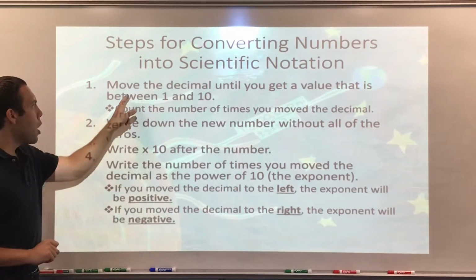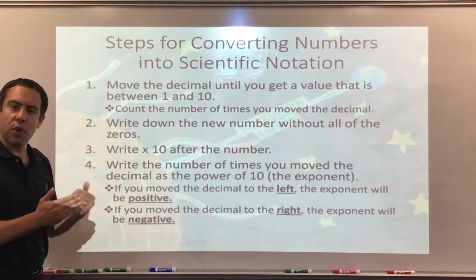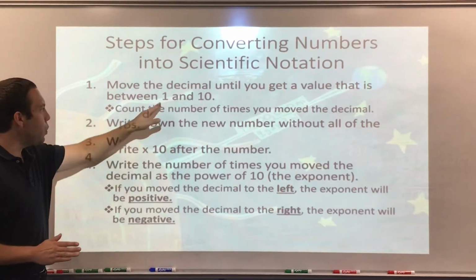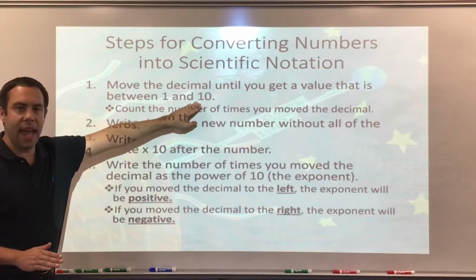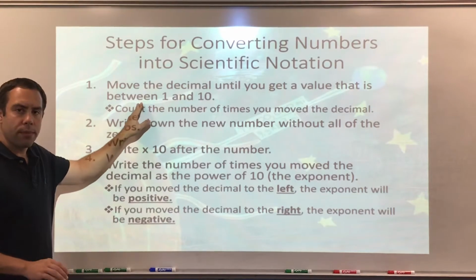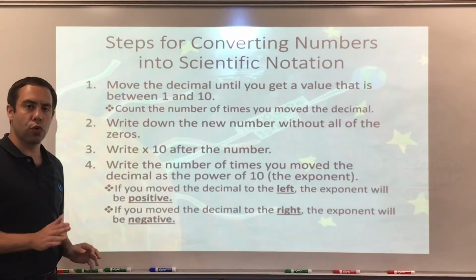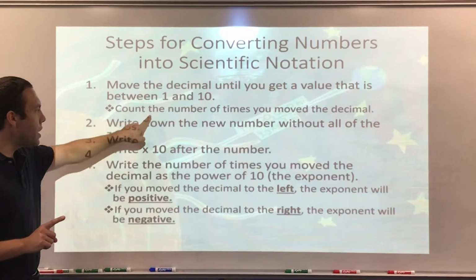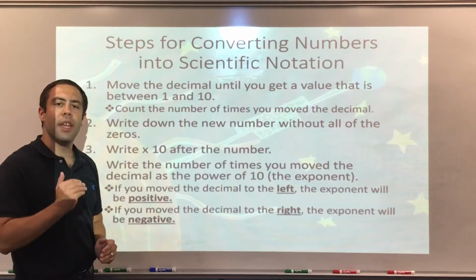Step 1, we're going to move the decimal either left or right until you get a value in between 1 and 10. So the value that you get should be no less than 1, and it shouldn't be 10 or greater. And while you're moving the decimal place, you're going to count the number of times you moved that decimal point.